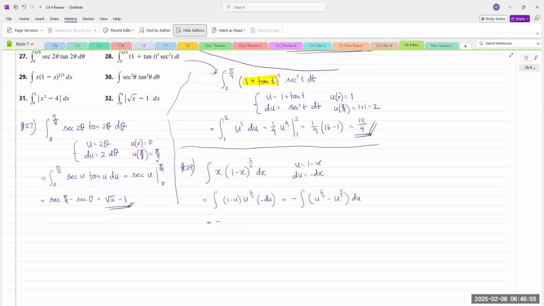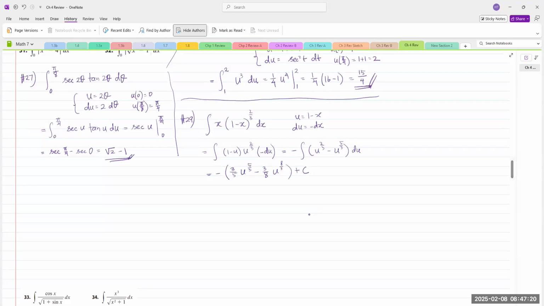This is negative of 3 over 5 u to the 5/3 minus 3 over 8 u to the 8/3 plus constant. Then we're supposed to substitute u by 1 minus x, right? But notice that we have a common factor there. In class, I factor the fractional coefficients also. Let me just do that also now here.